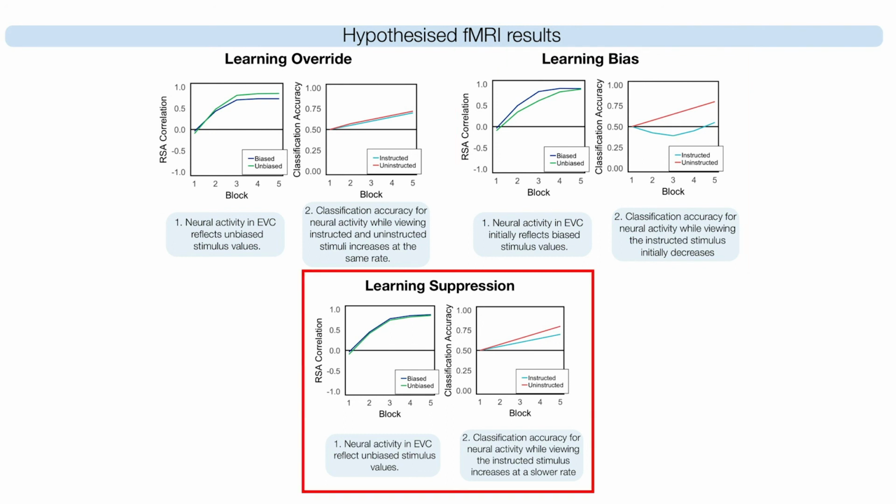And lastly, in the learning suppression model, learning is generally suppressed for the instructed stimulus. Since there could be some learning towards the unbiased values for the instructed stimulus, the pattern similarity analysis may show neural activity to correlate slightly more with the unbiased matrix, but the difference between the unbiased and biased correlations should be small. Similarly, for the classification analysis, classification accuracy for neural activity while viewing the instructed stimulus should increase, but at a lower rate.